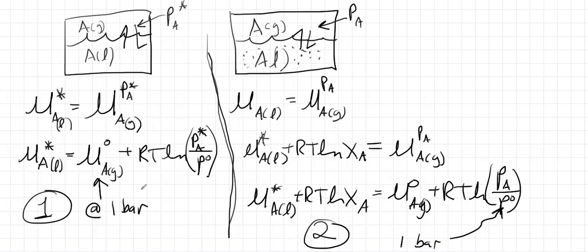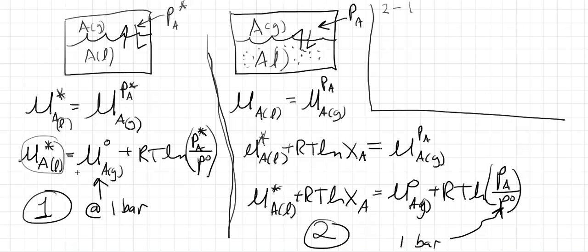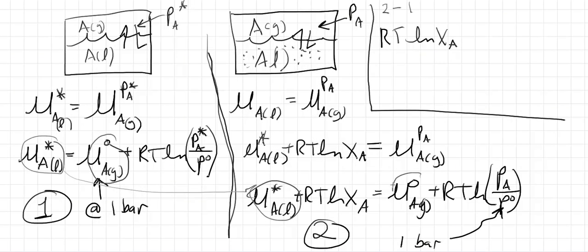2 minus equation 1? So what is 2 minus 1? Well, if you do that, you can say, okay, when I subtract, I can see this is going to subtract from that, so that'll cancel. And on the left-hand side, that's just going to leave RT log of XA. On the right-hand side, we say we've got the chemical potential of the gas at 1 bar there, and we have it over there. So when we subtract equation 1 from equation 2, that's going to cancel.